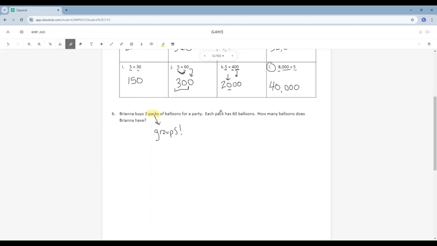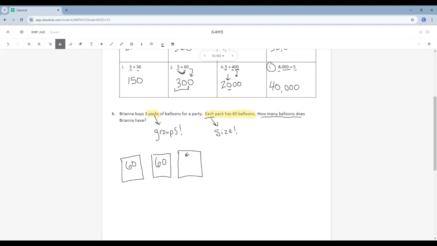Each pack has 60 balloons, and each is such an enormous word with these multiplication word problems, because when you see this word each, that almost always tells you the size of the group. So now we have our number of groups, which is 3. We have the size of our group, which is 60, and we need to figure out how many balloons Brianna has in all of those groups. So, I could draw a picture here, maybe I shouldn't use circles because we're looking at balloons. Use like these rectangles. So here's a pack of balloons, here's a pack of balloons, and here's a pack of balloons. And each pack has 60.